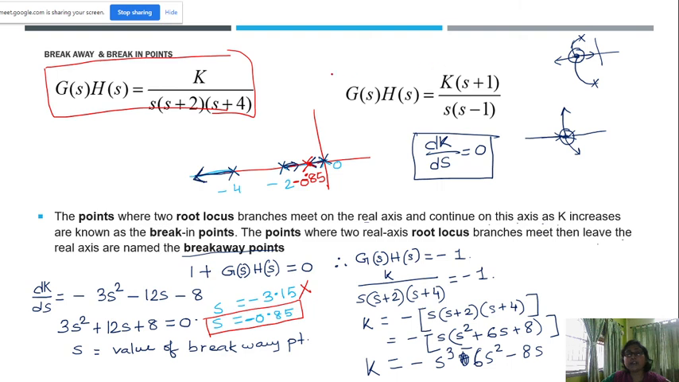Similarly, you can find the breakaway point following the same procedure. That means for this particular problem, what you have to do, GH is equal to minus 1. So find the value of K. You will find an expression. Now take the derivative of K with respect to S and then equate it with 0, and you will find the breakaway or break-in point depending upon this particular transfer function.